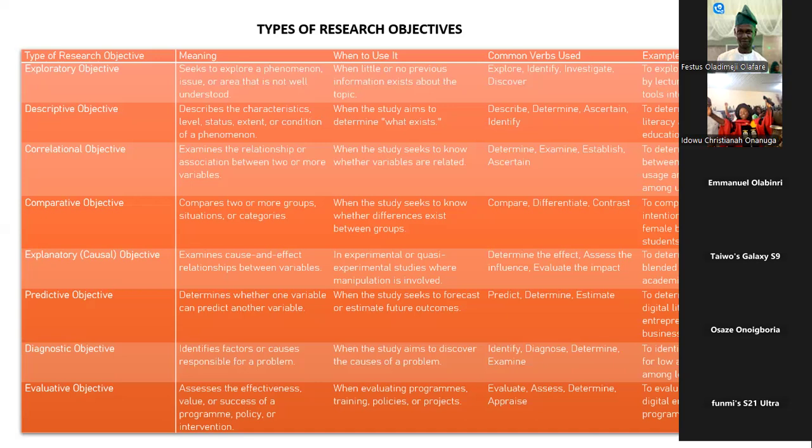So when do we use this type of research objective? We use correlational objectives when in our study we are trying to know whether two or more variables are related. Maybe there is any association or relationship between two or more variables. That is when we use correlational objectives. All other types of research objectives, we are going to look at them class by class. But for today's class, we will look at correlational objectives alone.